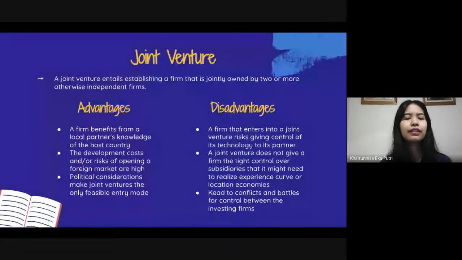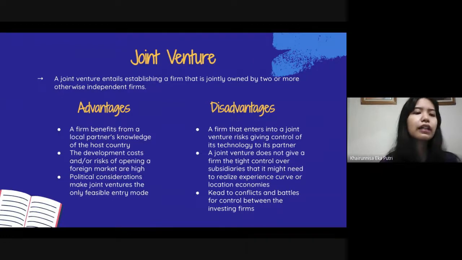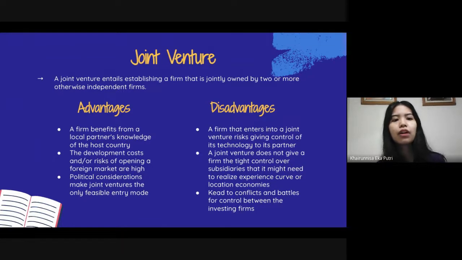The disadvantages of joint venture. First, a firm that enters into a joint venture risks giving control of its technology to its partner. Second, a joint venture doesn't give a firm the tight control over subsidiaries that it might need to realize experience curve or location economies. Third, shared ownership can lead to conflict and battles for control between the investing firms. Next.